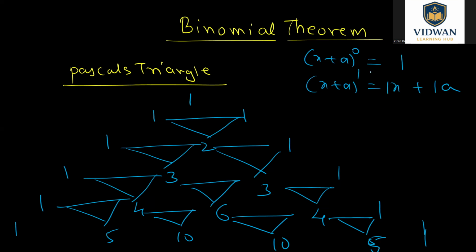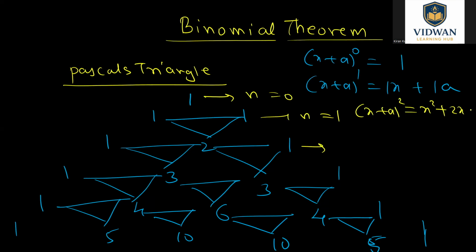So when the power is 1, the coefficients in that expansion will be nothing but the numbers in this row. So for n equal to 0, this is for n equal to 1, the coefficients in the expansion are 1 and 1. And these coefficients will occur in the expansion of x plus a whole square. X plus a whole square will have x square plus 2 into x into a plus a square. So the coefficients in this expansion are 1, 2, 1, which you can see here. So for power 2, there will be 3 coefficients, which are nothing but the numbers in this row.